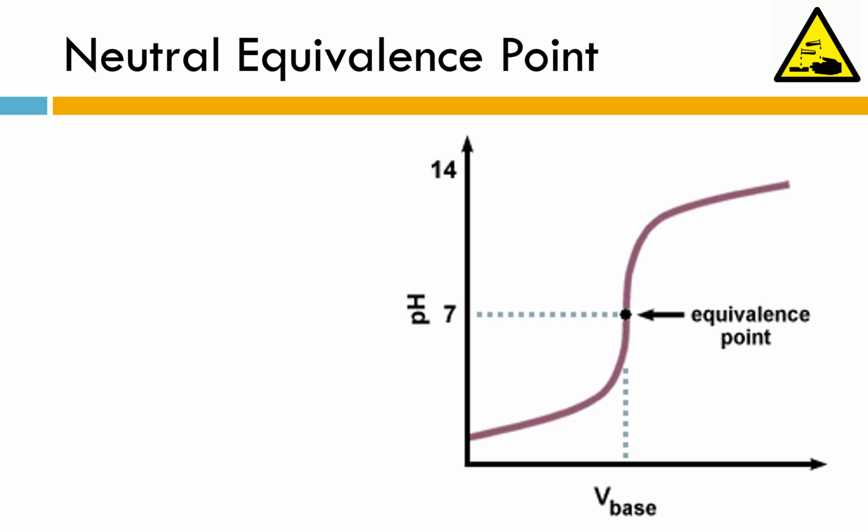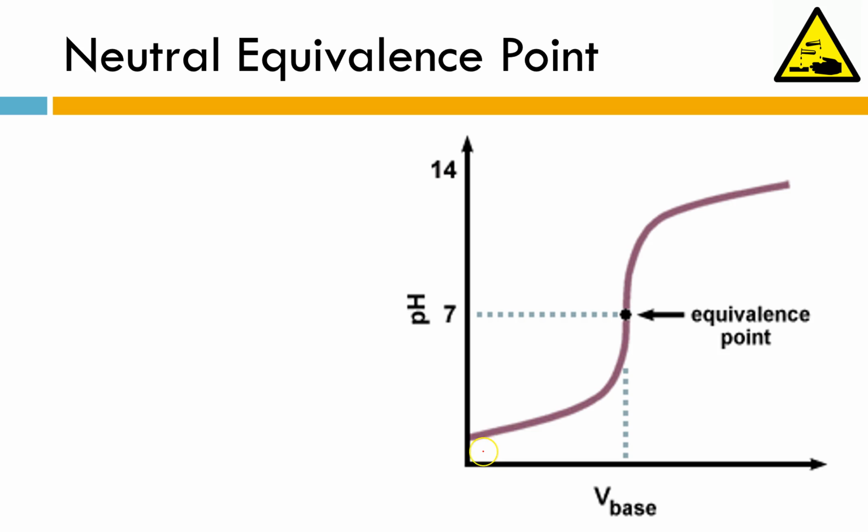Before we get into exactly how this neutral equivalence point is produced, I want to talk a little bit about the plots. Along the x-axis, we have the volume of the base being added, and on the y-axis, we have pH. We start at a low pH, so it looks like we have an acid initially, and then we're going to add base. You can add it a couple of drops at a time, a couple milliliters at a time. Regardless, we're steadily adding base.